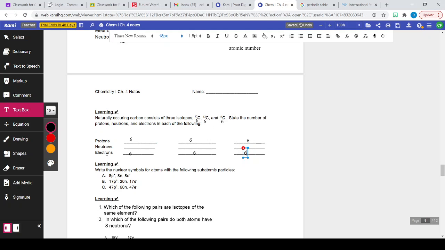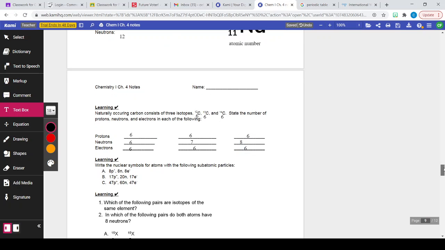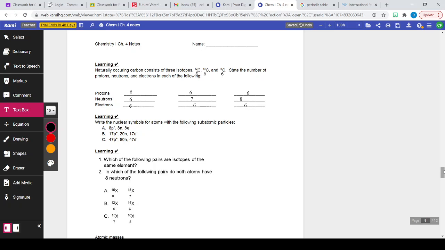Now this is what changes here, my neutrons. 12 minus 6 is 6. 13 minus 6 is 7. And 14 minus 6 is 8. Alright, so yes, they're all carbon. They have different weights, and they have different weights because they have different numbers of neutrons. Proton number will not change.